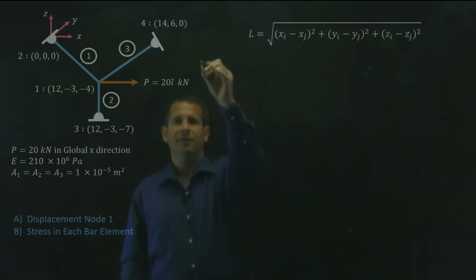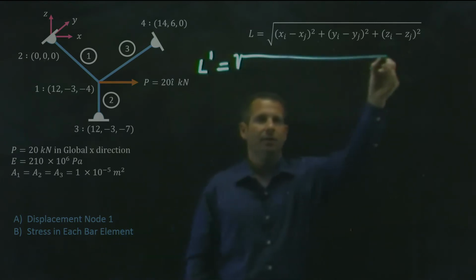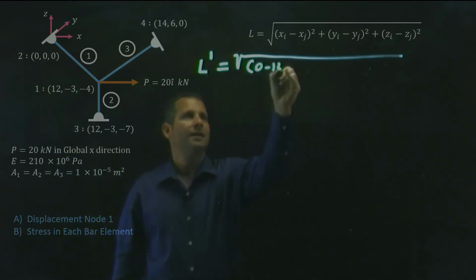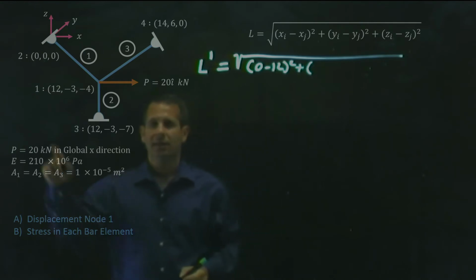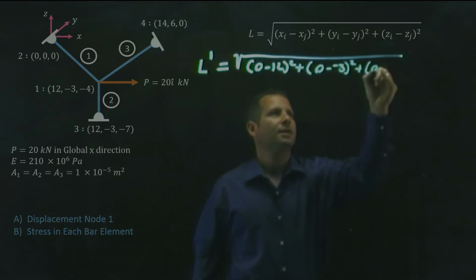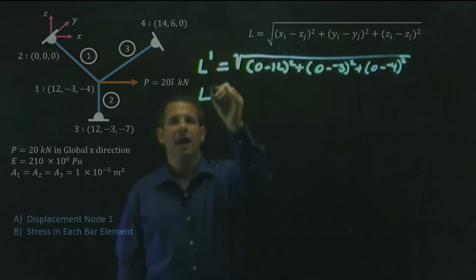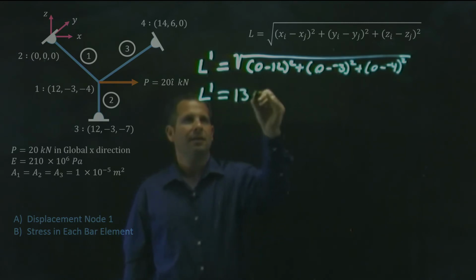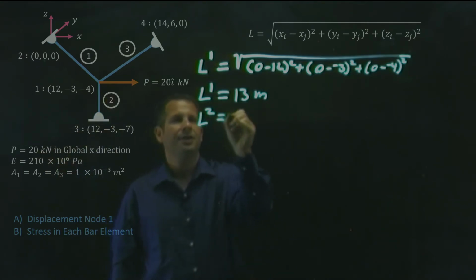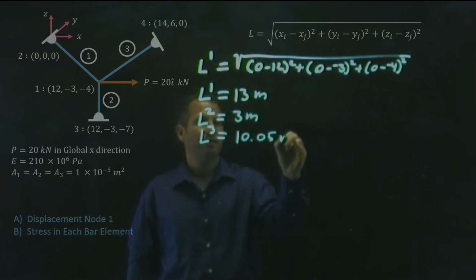So, for example, to find the length of the first bar, L superscript 1, that'll just be the square root of (0 minus 12) squared plus (0 minus minus 3) squared plus (0 minus minus 4) squared. If I plug that into a calculator, I'll get the length of L1 is 13 meters. Doing the same thing for the other 2 bar elements, I will find that the length of L2 is 3 meters and the length of L3 is 10.05 meters.